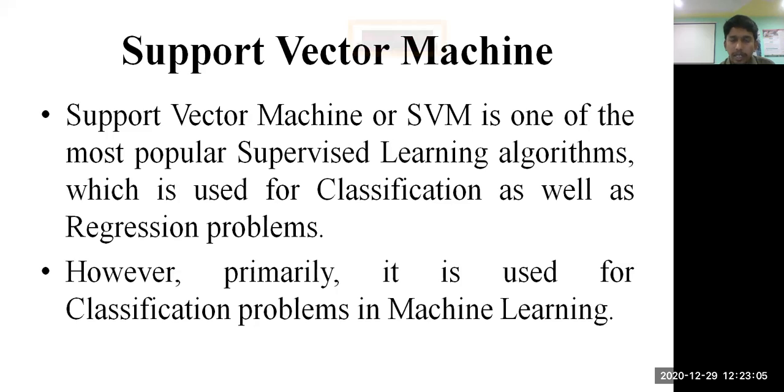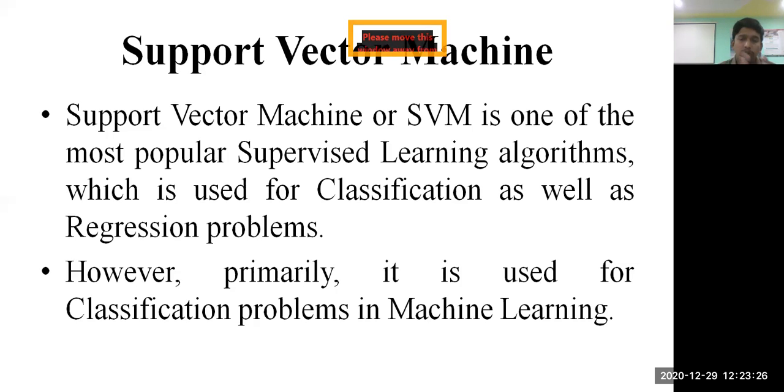As I said in the previous session, decision tree is an example of supervised learning. In the same manner, support vector machine also comes under supervised learning algorithms. So SVM can be used as a classification method or technique, or also as a regression method. That means it is used for classifying many objects.